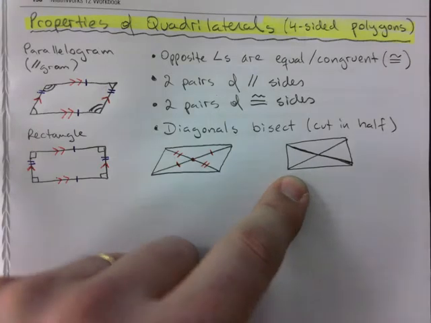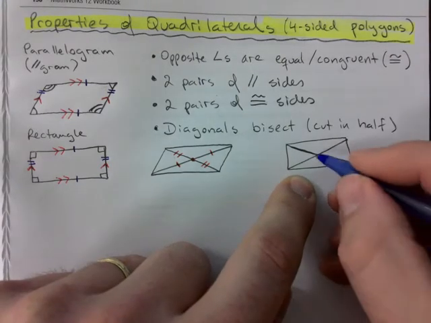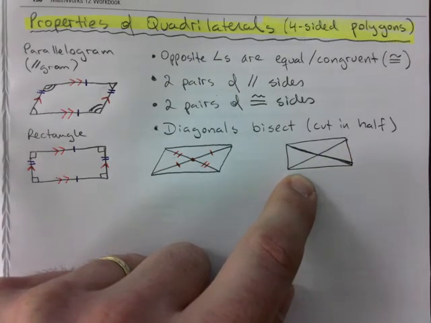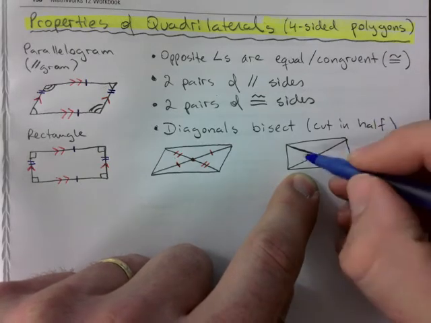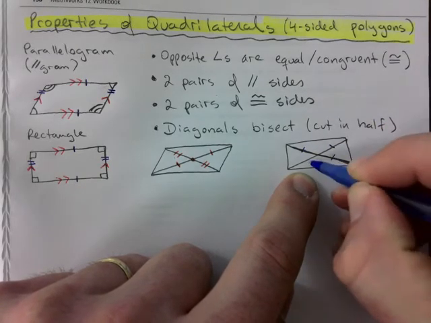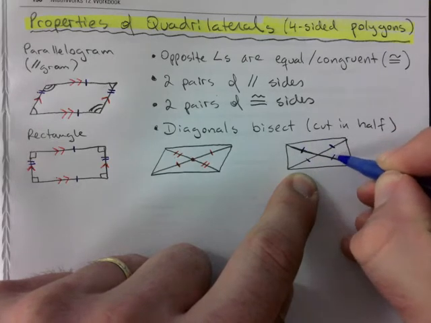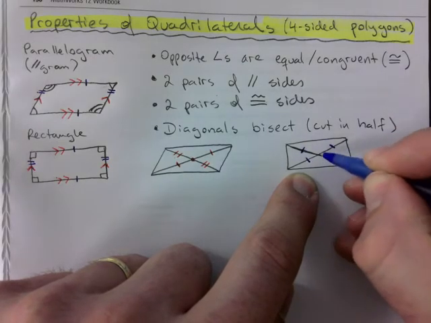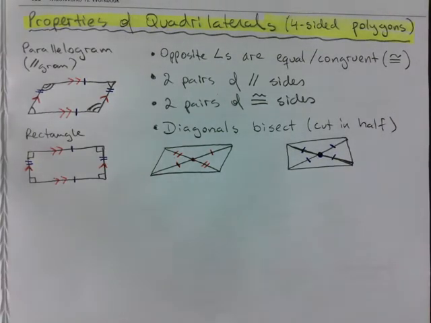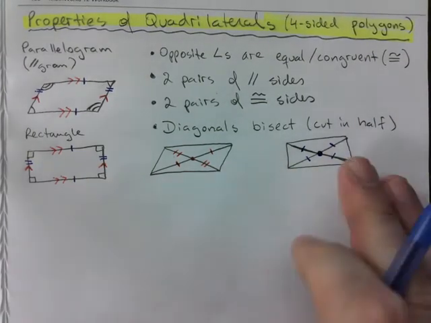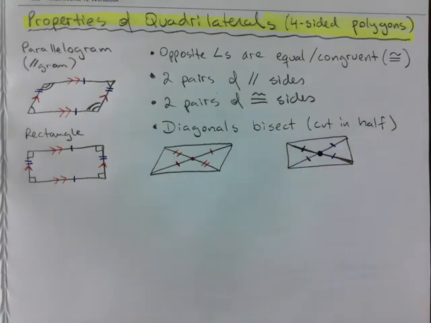Watch here on this one. Are both diagonals the same length for the rectangle? Yes. So boom, boom, boom, boom. They all cut each other in half, but all those sections, when they meet in the middle, will all be the same. So that is a distinction between the two. Okay.